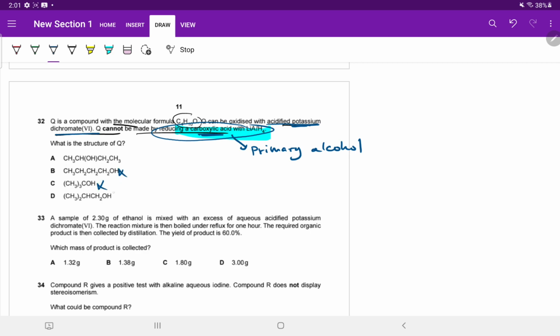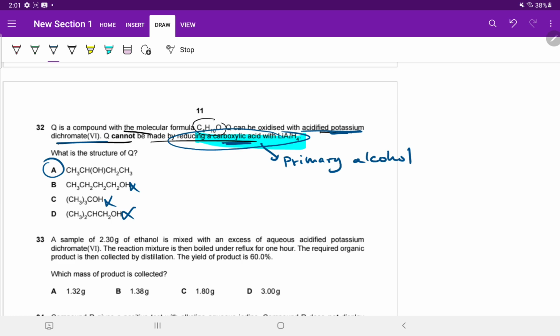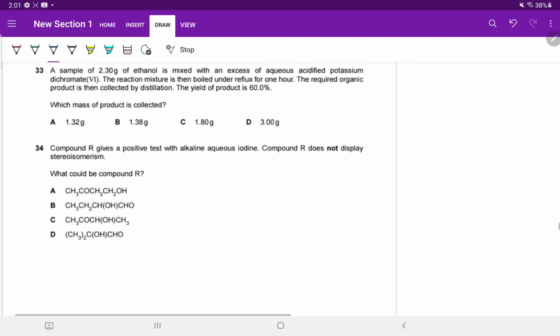Now options B, C, D all show a primary alcohol. So only option A does not show a primary alcohol, so it has to be option A. How do you know this is an alcohol? Because there is an OH group, so OH is only an alcohol. So option A needs to be correct because option A does not show a primary alcohol. All other options show a primary alcohol.